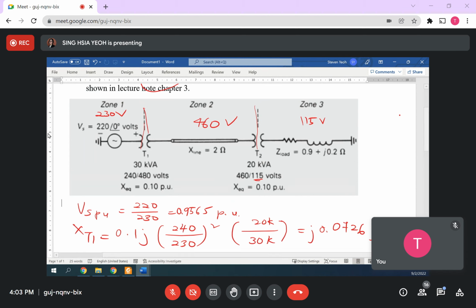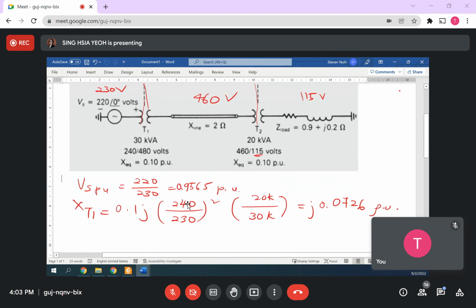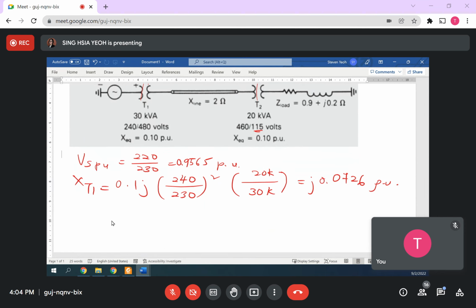Can you write here, on this side, 480 over 220? 230. Cannot. If you want to put 480, then you need to put 480 with 460. Okay. Secondary side with secondary side, primary side with primary side. Then X T2, we do T2 first.